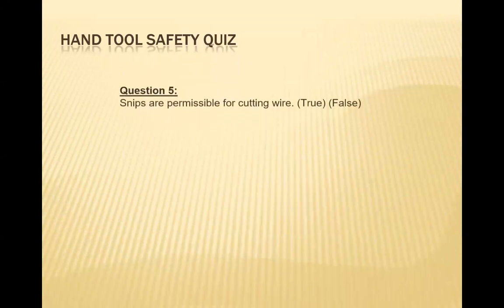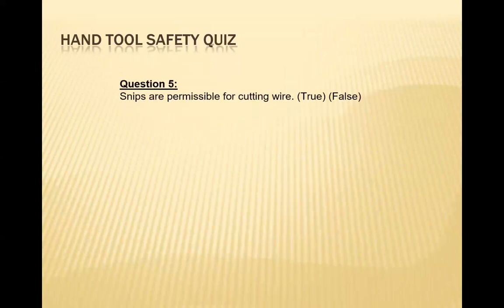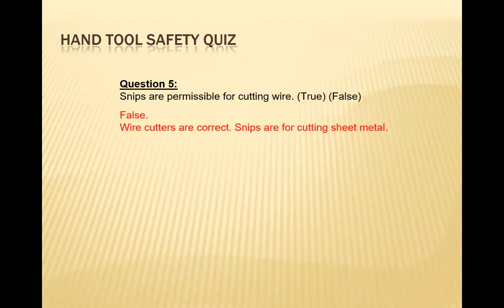And we keep going with the questions. We have seven questions, so five and six. Snips are permissible for cutting wire, true or false? What do we have here? False. People are saying false, false, false. Good. Yeah, it's false. Snips are for cutting sheet metal. Wire cutters are for cutting wires.